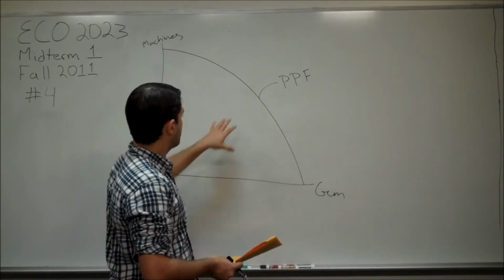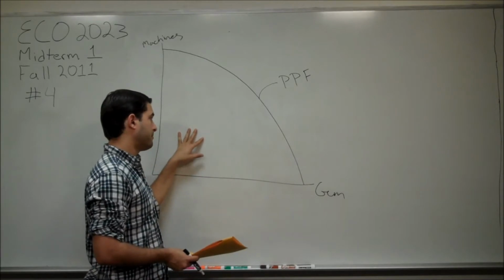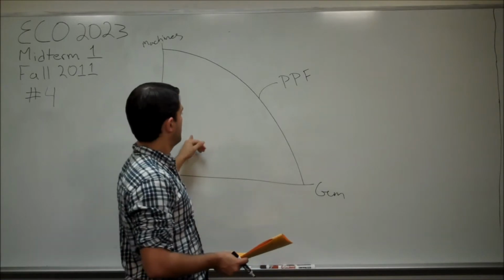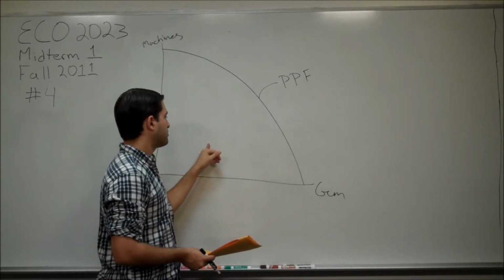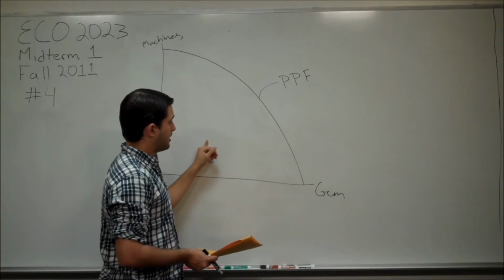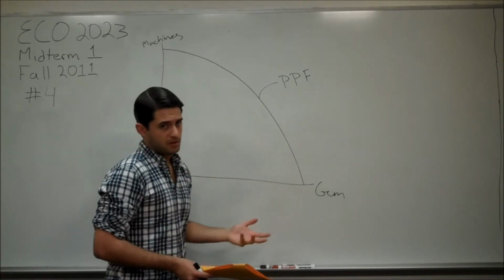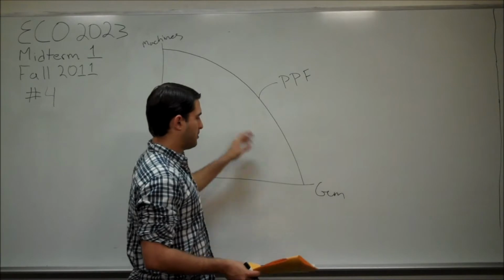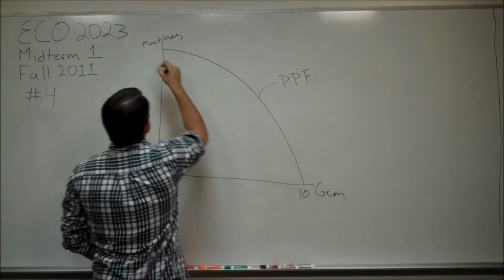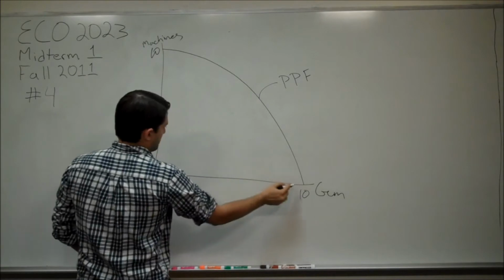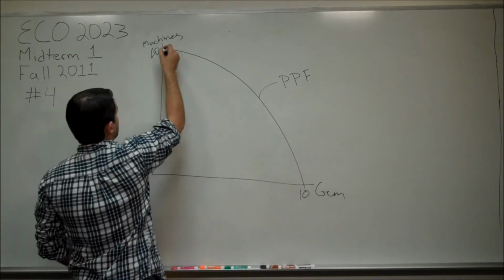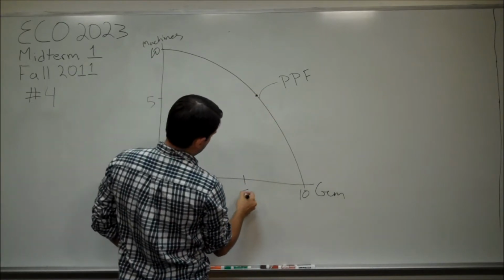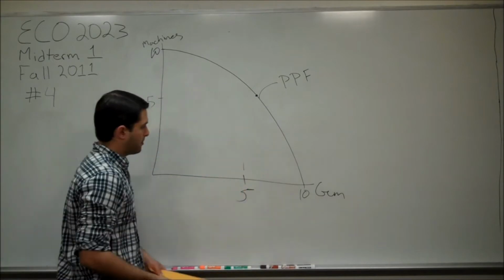both goods. So any point within this frontier is attainable, but it's inefficient, because any point within this frontier means that you could produce more of both goods or either good and come out with more total goods. Any point on the frontier is the maximum production of a combination of any of those two points. So it can either be 10 gumballs and 0 machines, 10 machines and 0 gumballs, or it can be 5 and 5. I don't know if those match, but you get the point.